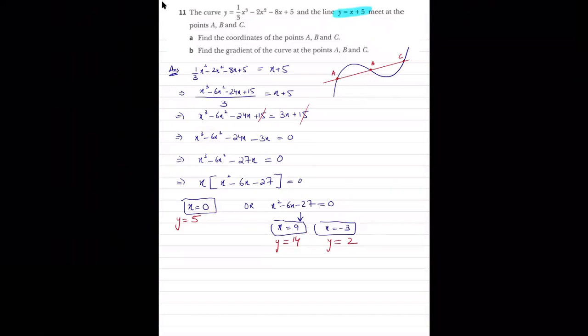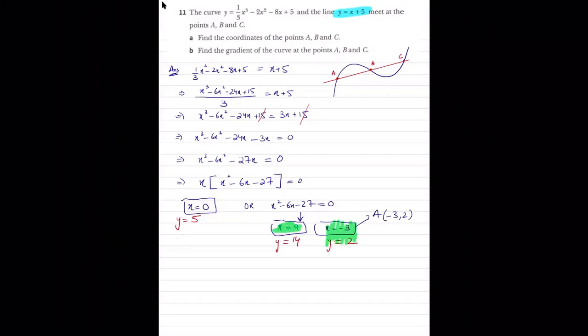But मैं इस point को A कह देता हूँ, ठीक है? या if you want to be careful, तो आप ये कर सकते हो कि जो x की सबसे छोटी value उसको A कह दो. So yeah, I'm going to call this as A. So A is minus 3, 2.